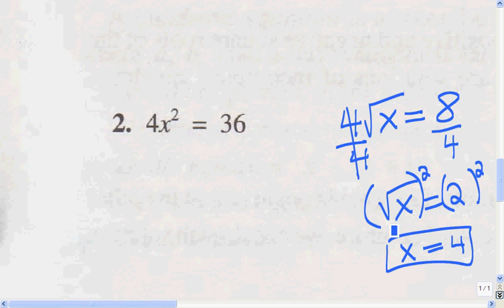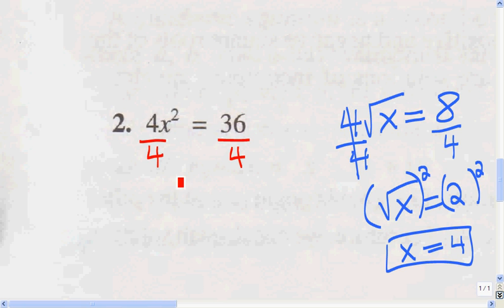So my point is this, that my first step was to isolate the radical. Well, it's the same thing here. The first step is to isolate the x squared. I want to get x squared by itself. So I've got to get rid of that 4. The way I'm going to get rid of this 4 is by dividing, because this is 4 times x squared, and the inverse operation of multiplication is division, so I'm going to divide.